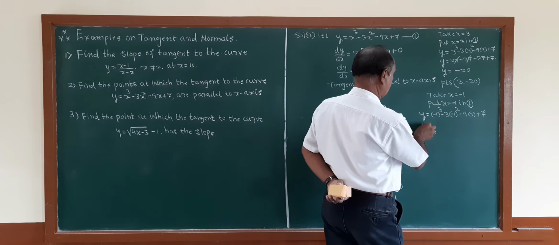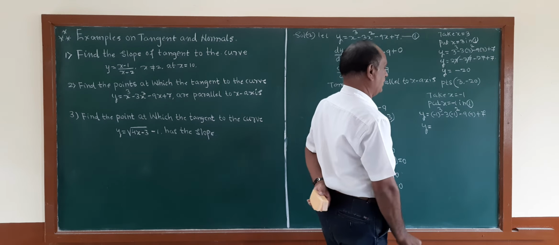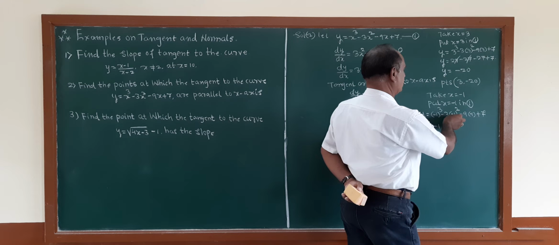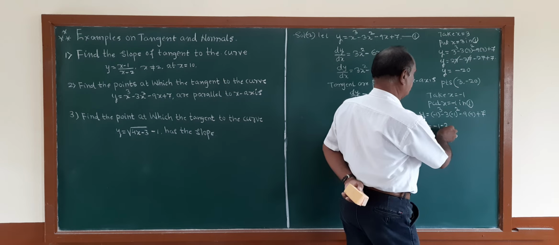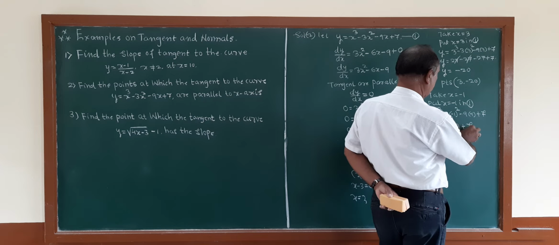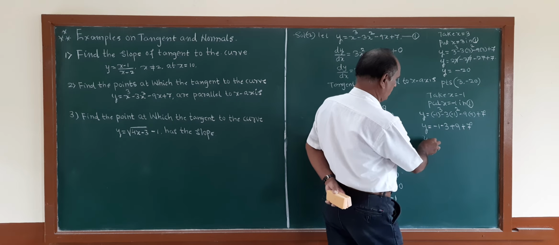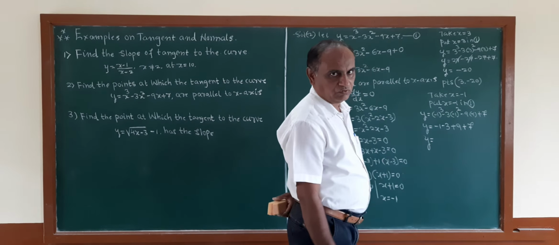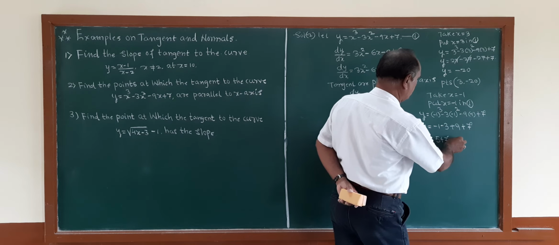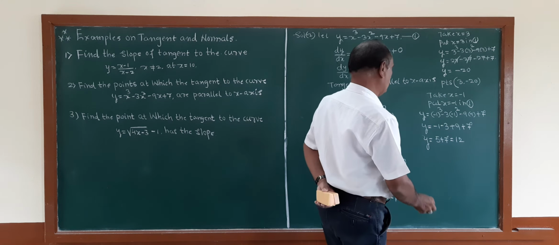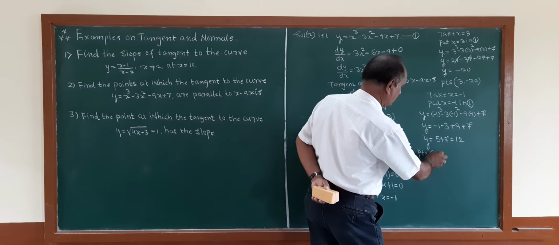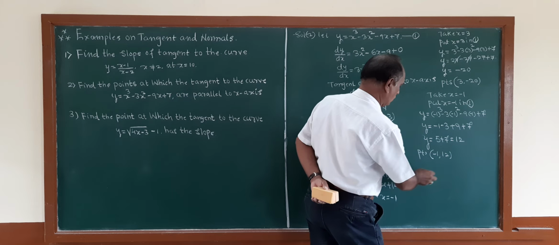Again write the simplest form: y is equal to minus 1 bracket raised to 3 means minus 1. So minus 1 squared means plus 1, plus 1 multiplied by minus 3 is minus 3, and then plus 9, then plus 7. In simplest form, y is equal to minus 4 plus 9, that is 5. 5 plus 7 is equal to 12. Therefore, the second point is x is minus 1, y is 12.